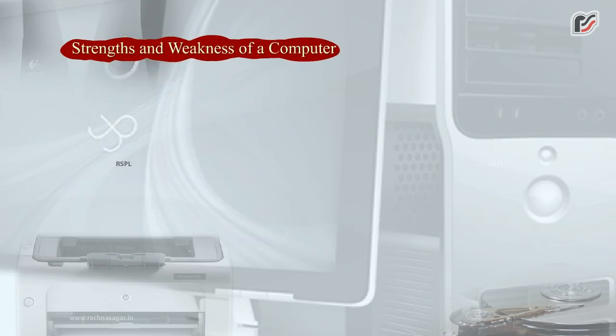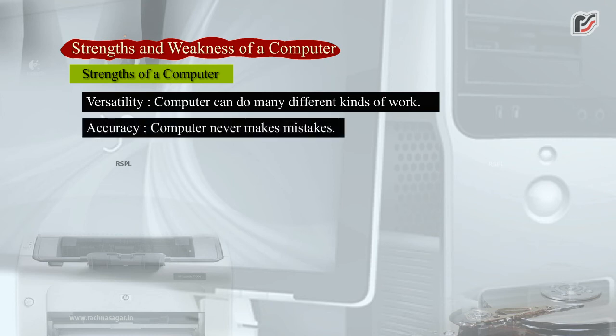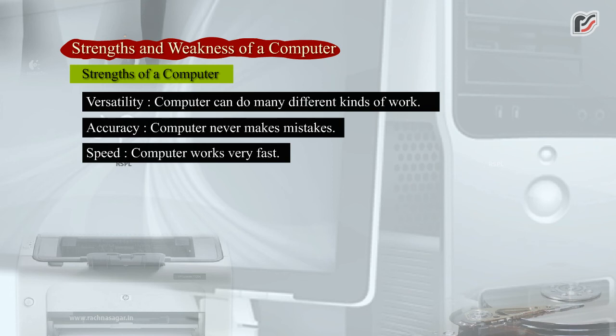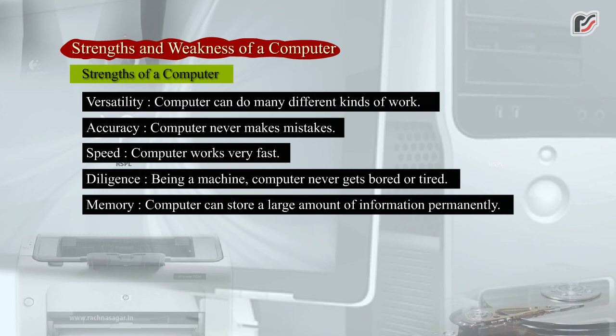Strengths and weaknesses of a computer. Strengths of a computer. Versatility: computer can do many different kinds of work. Accuracy: computer never makes mistakes. Speed: computer works very fast. Diligence: being a machine, computer never gets bored or tired. Memory: computer can store a large amount of information permanently.